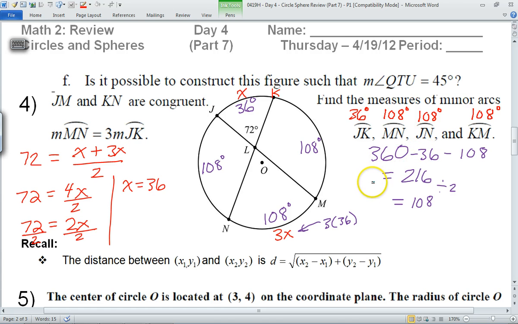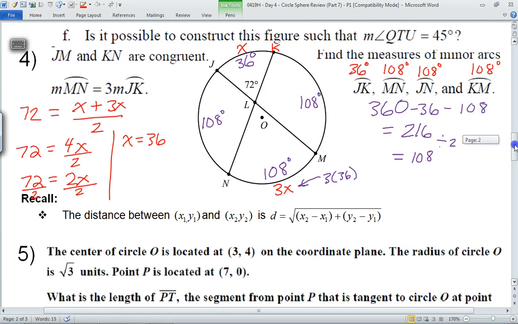Okay, that's how you do number 4. Any questions? Okay. Now, number 5 is complicated. This one is next level.